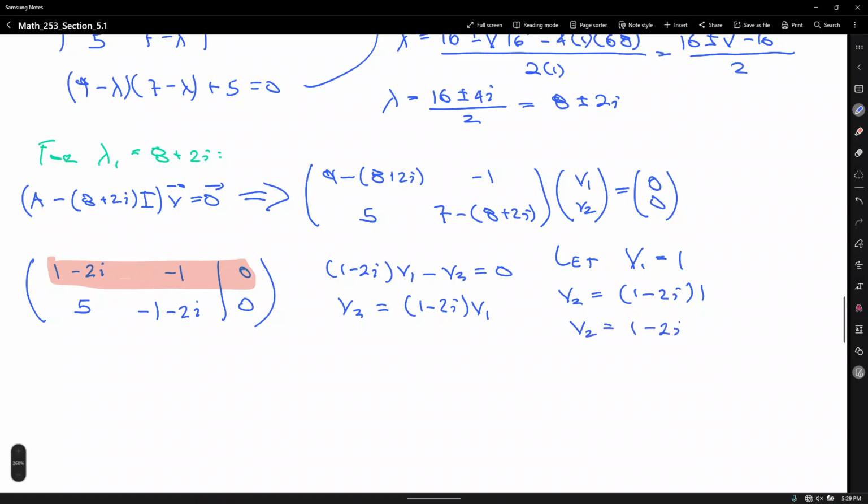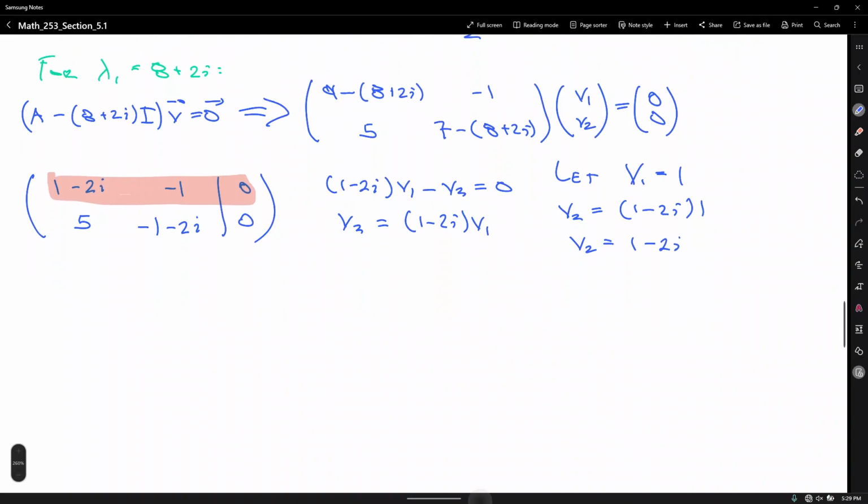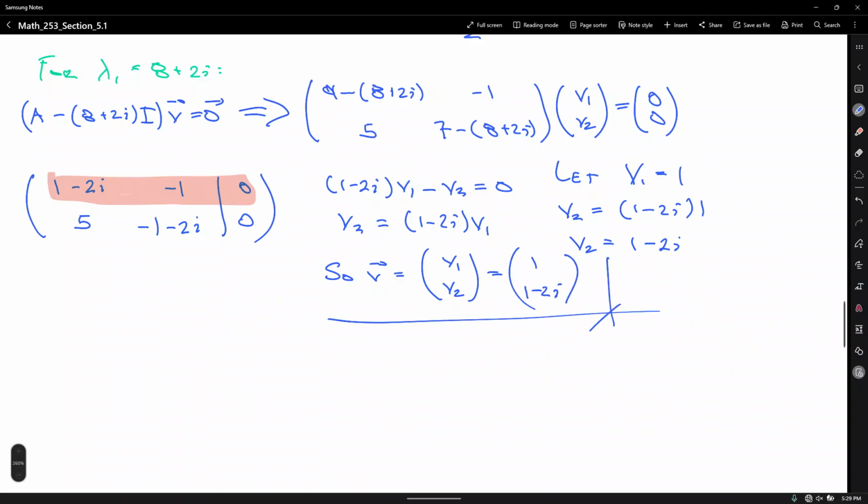So now we have the components of the eigenvector corresponding to a plus 2i. The vector we're looking for has components v1, v2, which are 1, 1 minus 2i. All right. So yes, vectors can also be complex. How are we going to use these eigenvectors when solving the systems of equations? Well, this is the funniest part of the topic, you know?